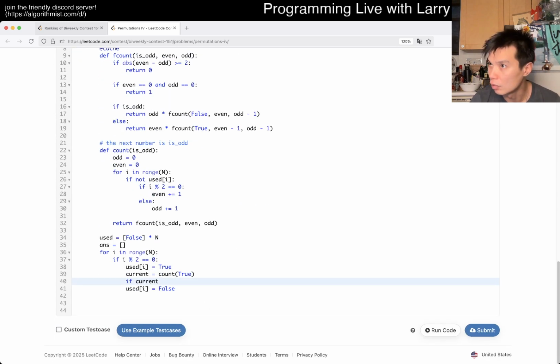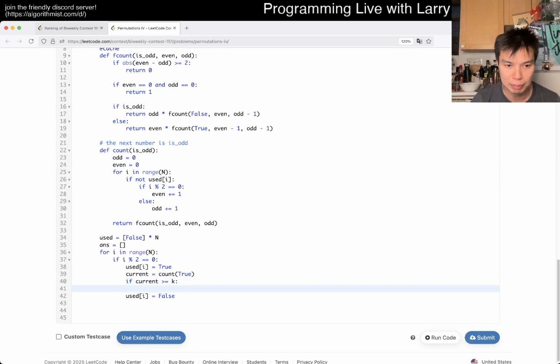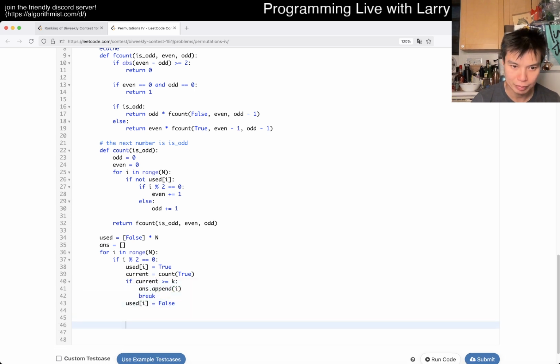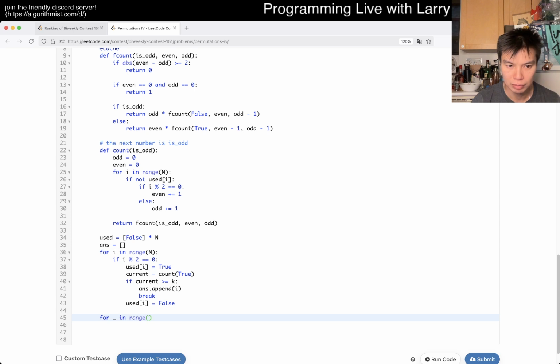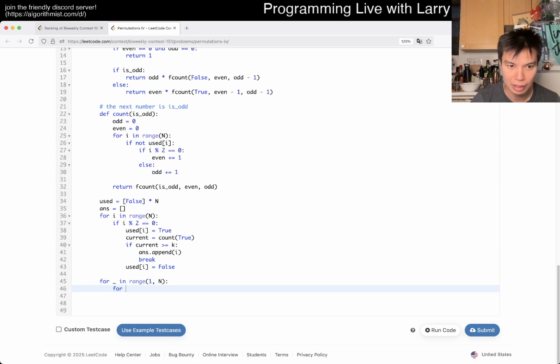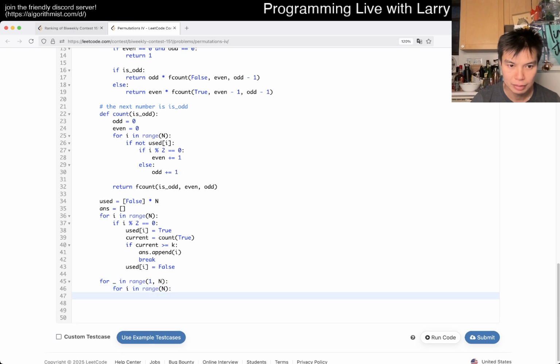Okay, so then now if it's greater than or equal to k, then we break and the first to be i, right? Okay, and then now from 1 to n, we want to get the rest of the digits. For i in range of n, if i mod 2 is equal.